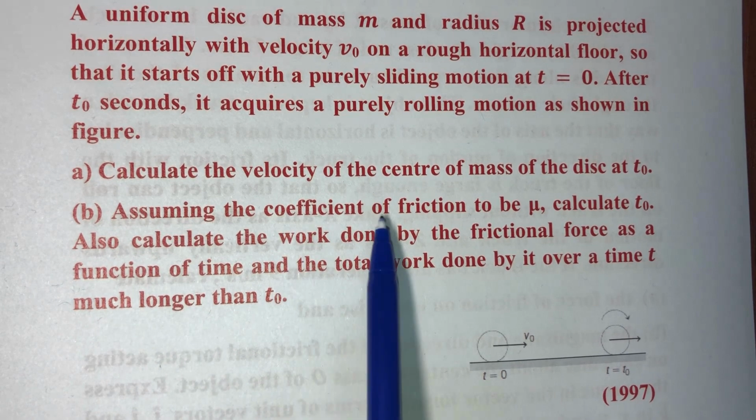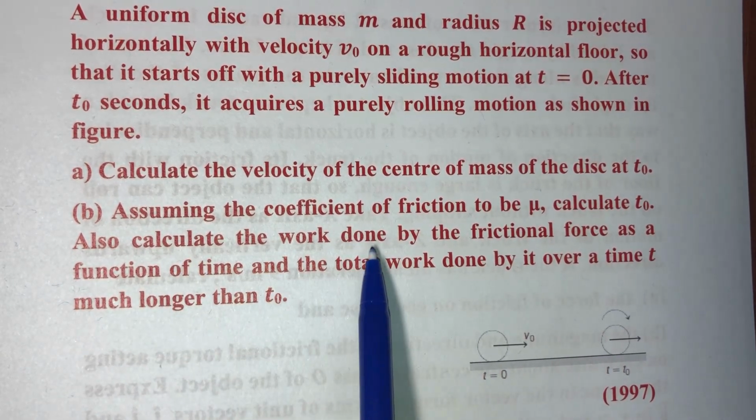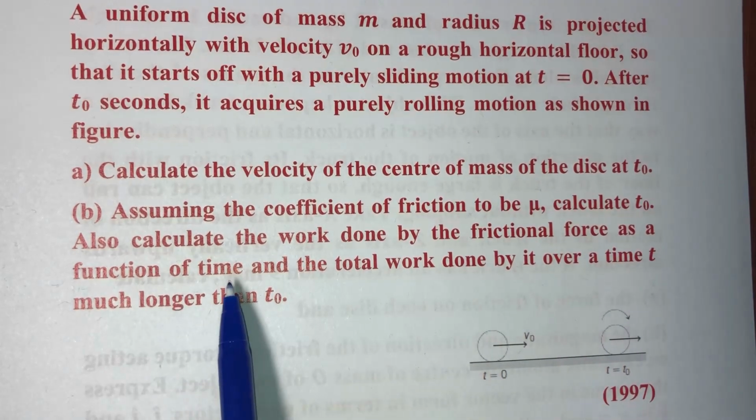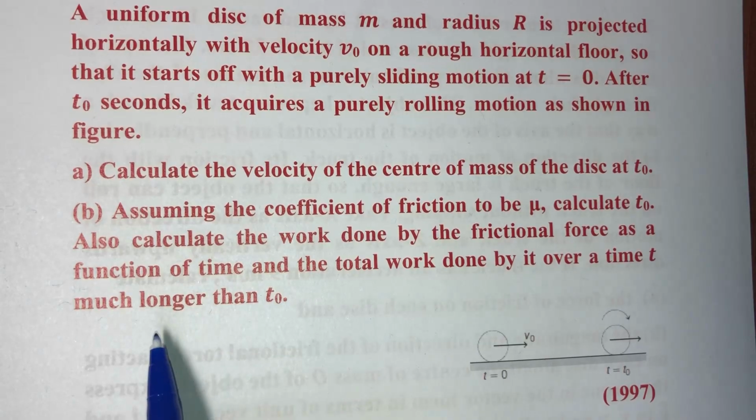B. Assuming the coefficient of friction to be mu, calculate t0. Also calculate the work done by the frictional force as a function of time and the total work done by it over a time t much longer than t0.